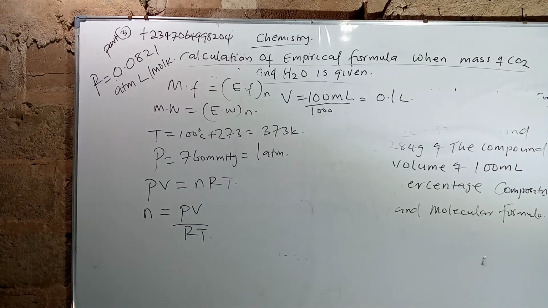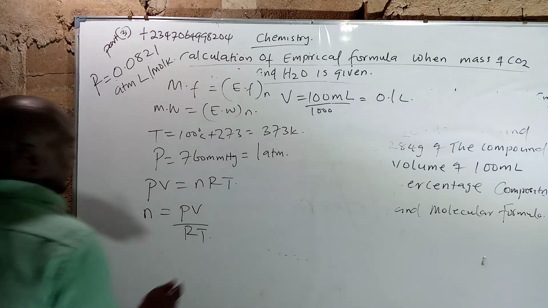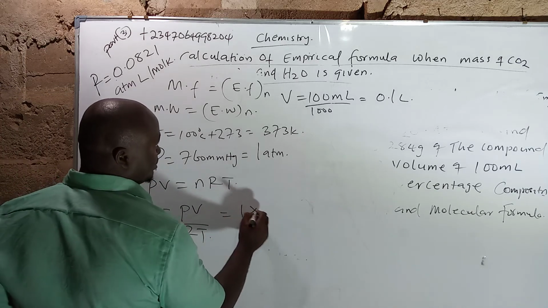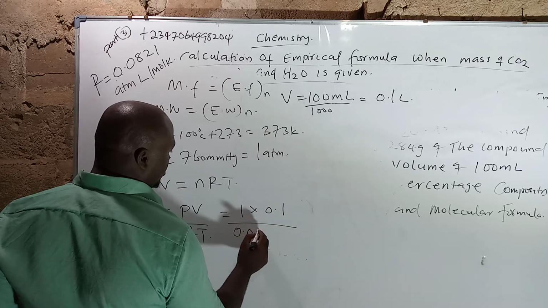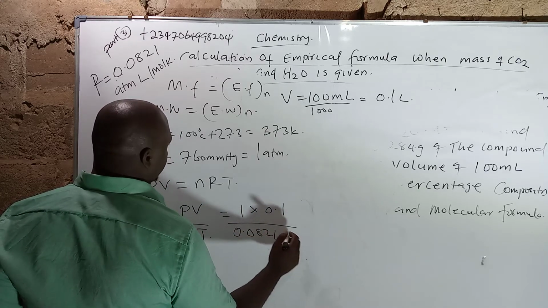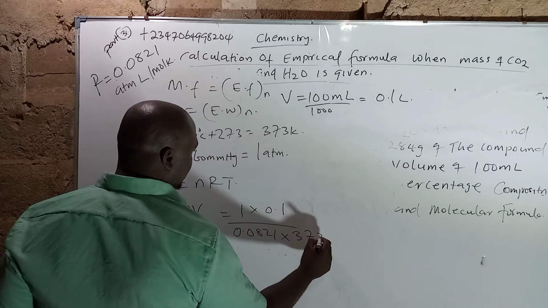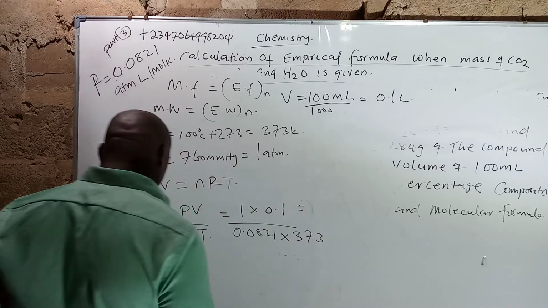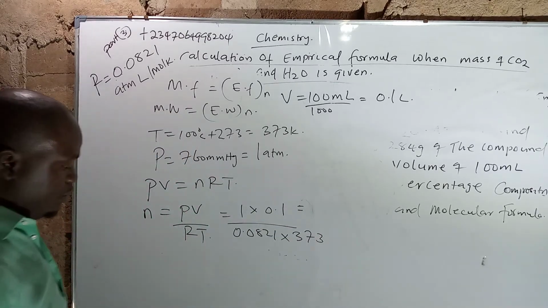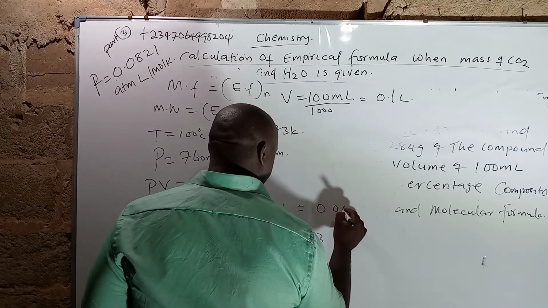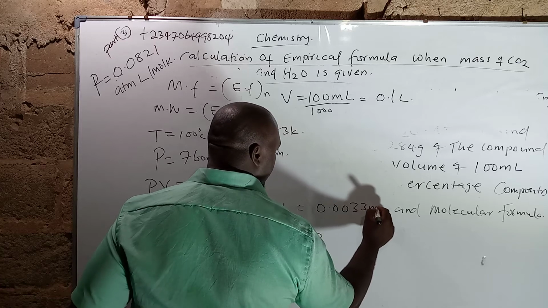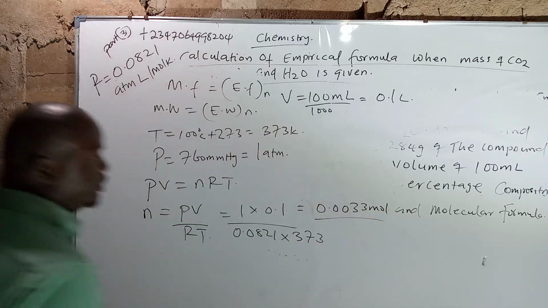So we have everything. The next thing is for you to get the number of moles. The pressure is 1 atm times 0.1 all over 0.0821 times your temperature, which is 373, and that will give you your moles as 0.0033 moles. Now you have the moles.